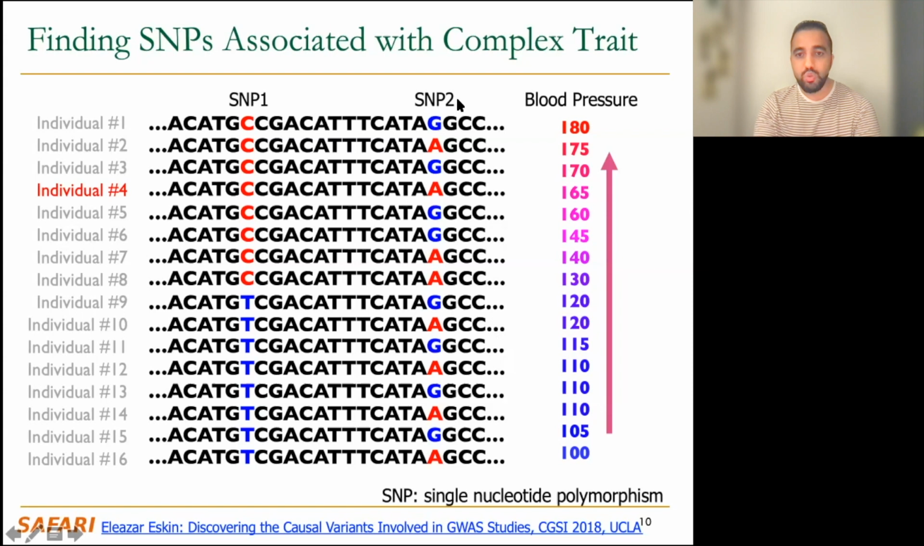If you look at SNP2, you can see when the blood pressure is really high, 180, it is G at SNP2 location. When it's also low, like 105, it's also G at SNP2. So you cannot make any correlation between SNP2 and the blood pressure values. But when you look at SNP1, you see it's really correlated such that whenever we have a T at that location, the individuals have low blood pressure. But when we have a C at that same SNP1 location, then that is correlated with high blood pressure.